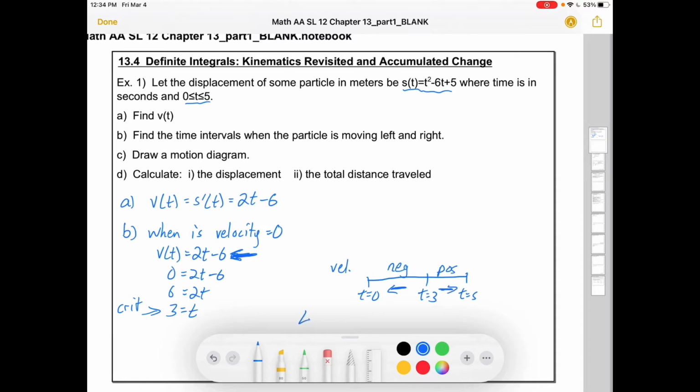So moving left, that's from 0 to 3. Moving right is from 3 to 5. Exactly whether you include 3 or 5 or 0 is not really that big a deal. But definitely over those intervals, we're moving left and right respectively. So in part C, we're asked to draw the motion diagram.